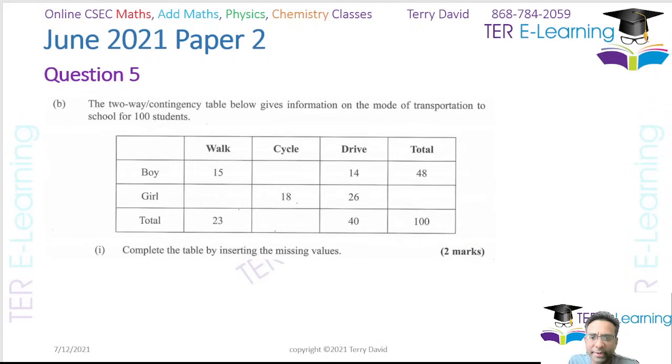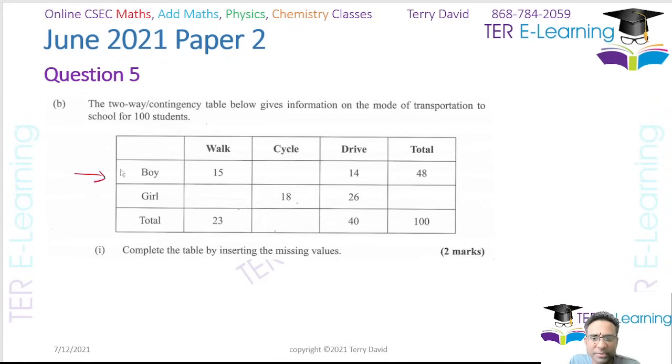Now the next part here is about probability. So it's a two-way contingency table. They give us some information about the mode of transportation to school for 100 students. So we have walking, cycling, driving. We have boys and girls. Complete the table by inserting the missing values. Now this table is relatively easy to complete.